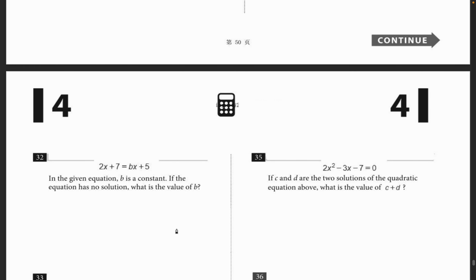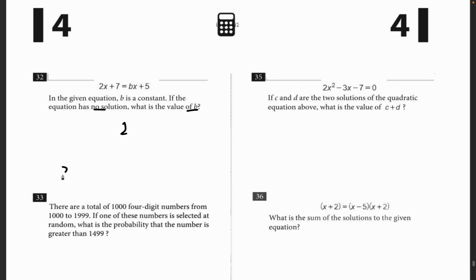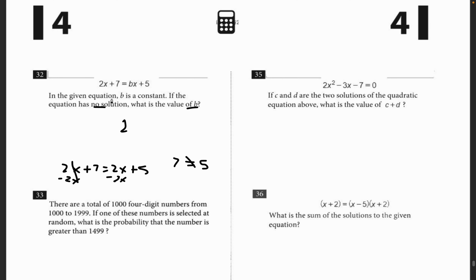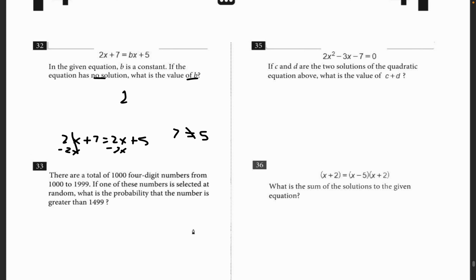32. In a given equation, b is a constant. If the equation has no solution, what is the value of b? 2. I'll tell you why. 2x plus 7 equals bx. So we want the x's to cancel out for no solution. So then it must be 2, right? And I'll show you what will happen then. 2x minus 2x, this will cancel. You get 7 equals 5. Is this true? No. 7 is not equal to 5, so it has no solution. So b has to be 2.